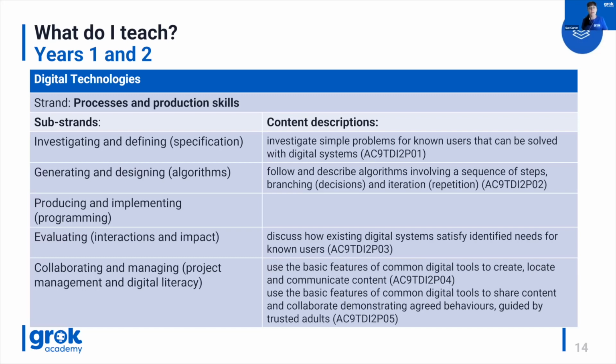Producing and implementing looks at the programming side of algorithms to create a digital product. And you can see here that at years 1 and 2, there is no content description for this. We move on to evaluating, and that looks at the concept of interactions and impact, where our students can discuss how existing digital systems satisfy the identified needs, and they might be looking at what's next.